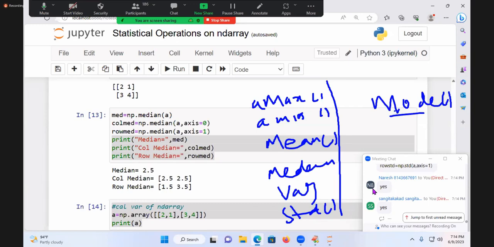Mode is also there. But do you have mode here? Why is it not there? Sir, you did not write, that's why we are saying. So in the NumPy module, mode is not there. Actually, mode is not that much useful also.